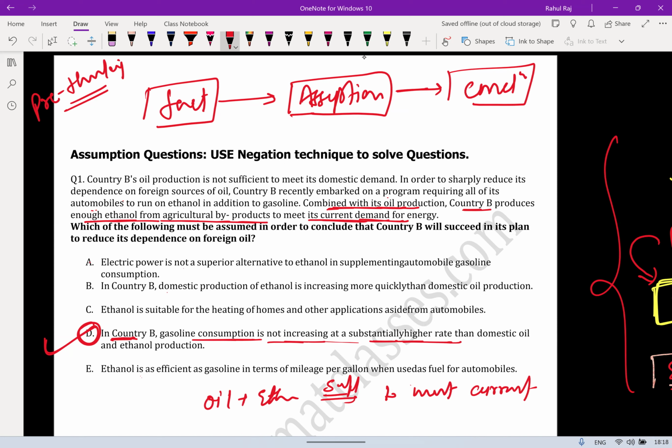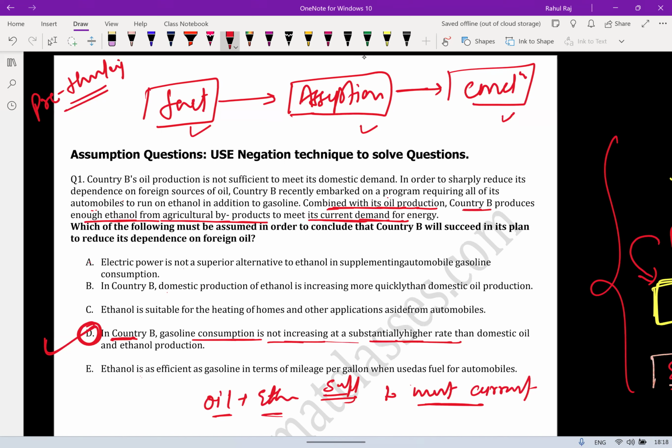I have shown you by negating, we have got answer D. I have shown you by reading fact, reading assumptions, reading conclusion, it should fall into the same thing. Now think about pre-thinking. What is pre-thinking? Pre-thinking is nothing but the answer choice only. Please understand, what has the author concluded? The author's conclusion is oil plus ethanol is sufficient to meet the current demand. This is the conclusion of the author. And what we know about assumptions is that assumptions by default always support the argument. It always favors the conclusion.